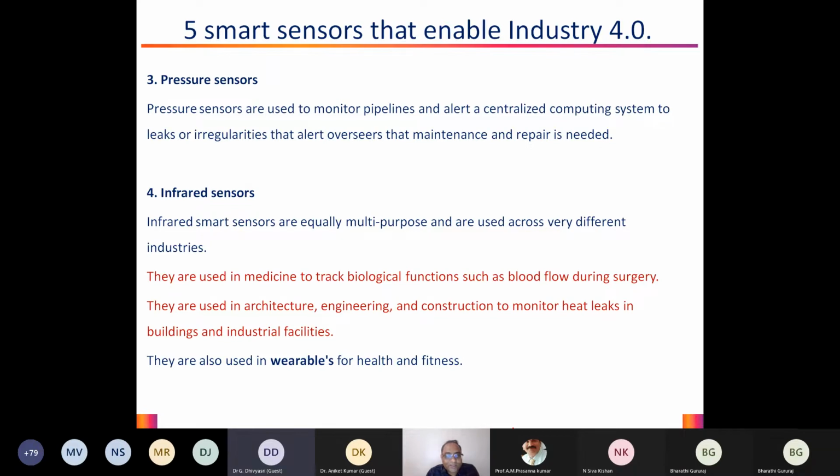These days infrared sensors are quite popular in smart wearables. You now have smart watches which contain these sensors. When you wear them, they start giving you all the health-related and fitness-related details on your screen, right? They are also used in many medical equipments, where they help you understand the blood flow during surgery, and they can also be used in engineering and construction to monitor heat leaks in buildings and industrial facilities.